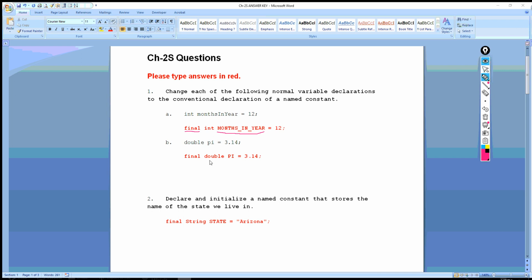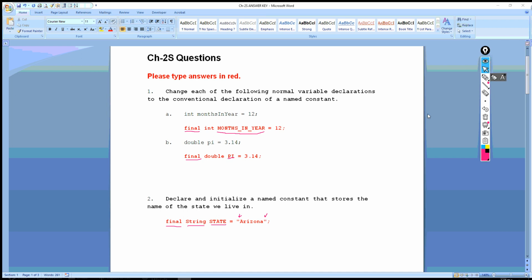Okay, for B, then we have final again. You have to have final, and then you capitalize the P and the I. Everything else is the same. All right, number 2. Again, we have to have the word final. Make sure String is capitalized. The variable name has all caps, and if there are multiple words in it, make sure you have underscores. And also make sure that you have the quotation marks, because this is a string. So it must have the quotation marks.